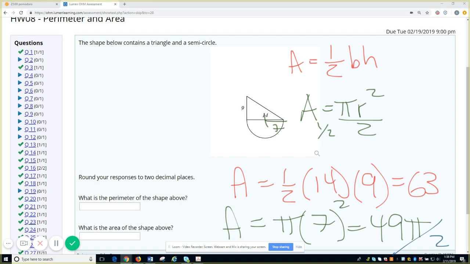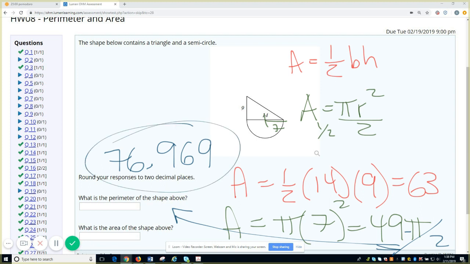Okay. So, this amount ends up being 76.969. So 49 times pi divided by 2, I get this. And then I'm going to add on 63 to that, which is the triangle area. And I get 139.969.